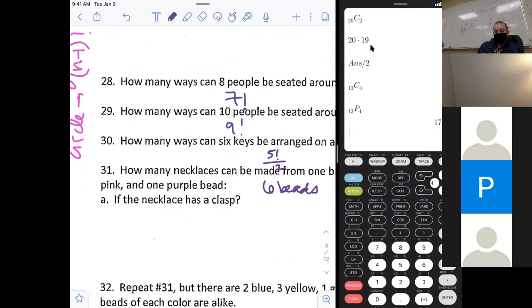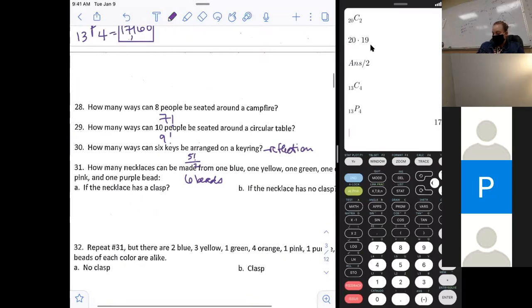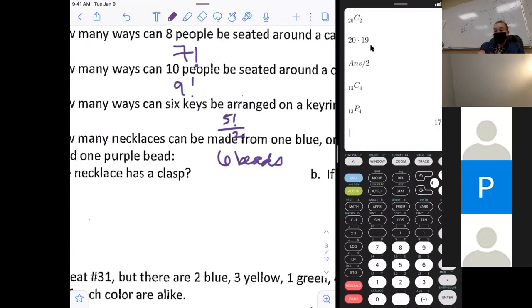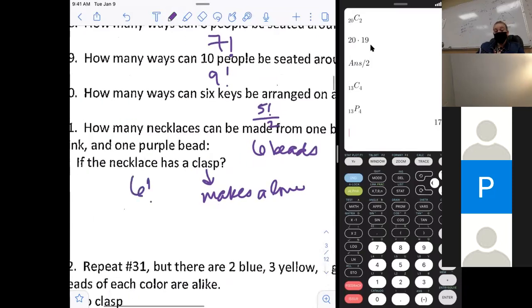If the necklace has a clasp versus it has no clasp, a clasp is the thing that connects so you can take it on and off. If it has a clasp, then we can treat it like it's a line, right? You can undo the clasp and then you hold your necklace out. It's like a straight line. So I like to think that this makes a line. And so I'm going to do my 6 factorial because I have a line. But when I connect it, it becomes like that key ring where there's a reflection. So I'm going to have to divide by 2. So if it has a clasp, I think of it like it's a line, but I still have to deal with the reflection, divide by 2.